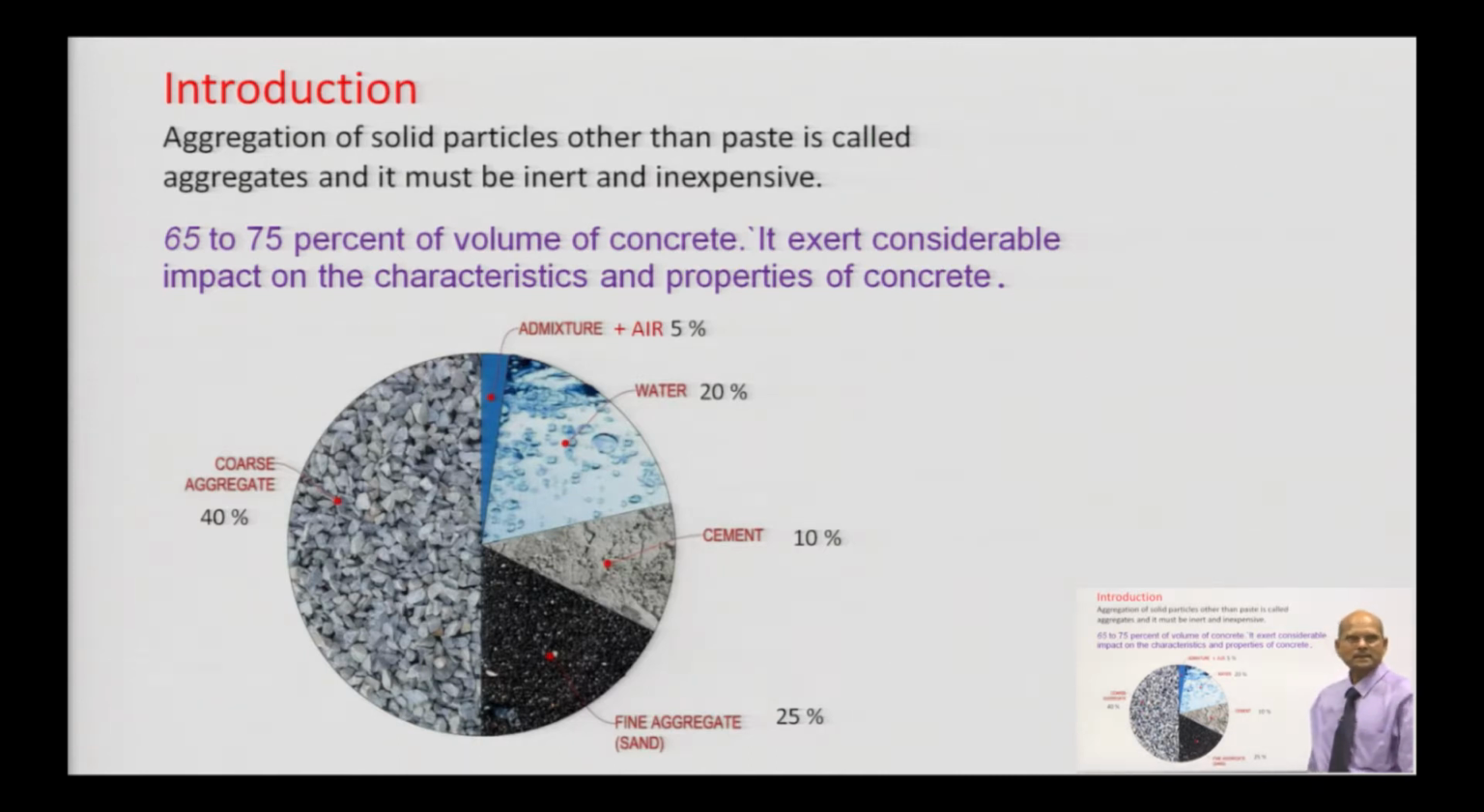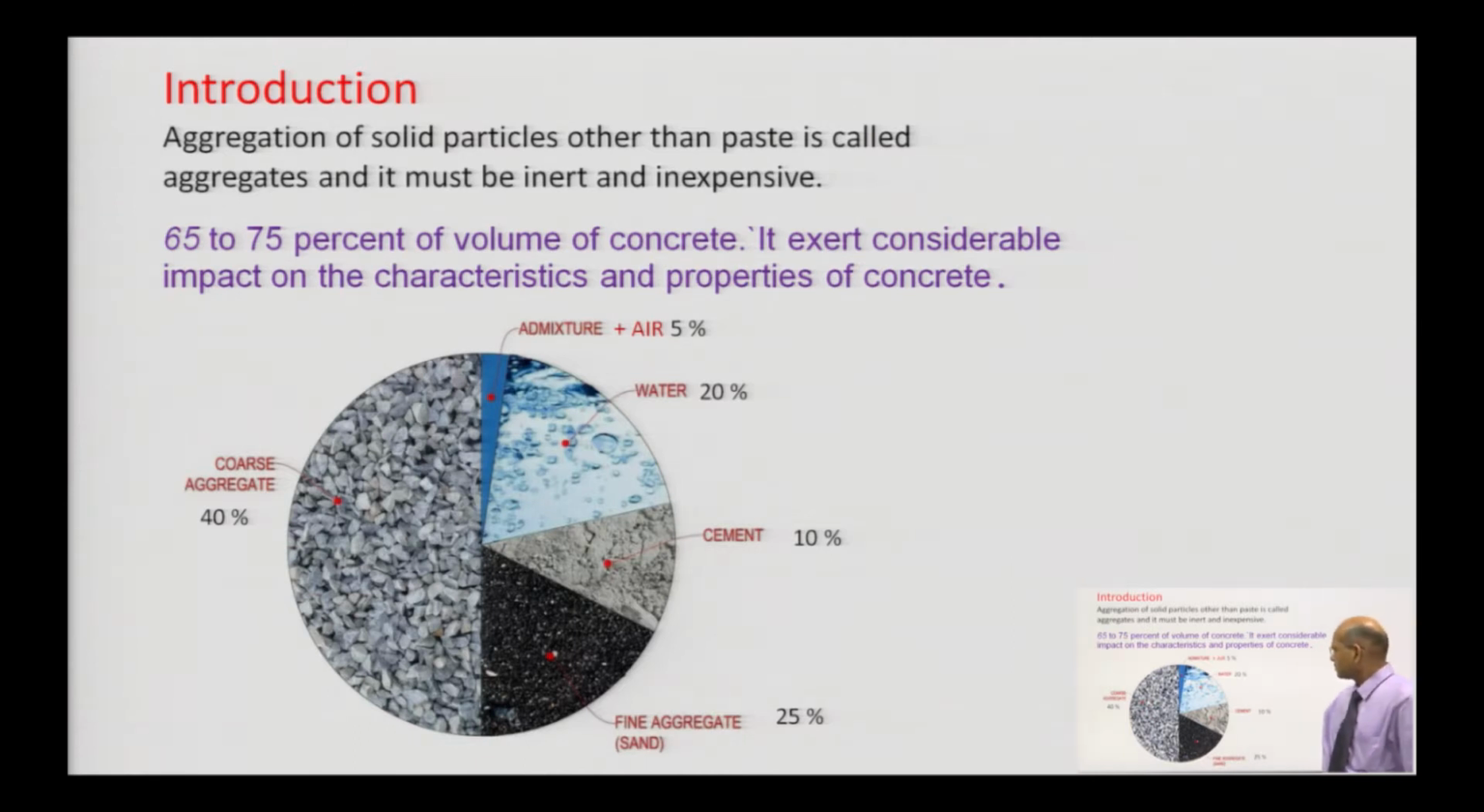Aggregate is nothing but an aggregation of solid particles other than paste, and it must be inert and inexpensive. Inert means it should not have a chemical reaction. If there is a chemical reaction, there will be some problem, some expansion in the concrete will take place over a longer time. So, that is very important.